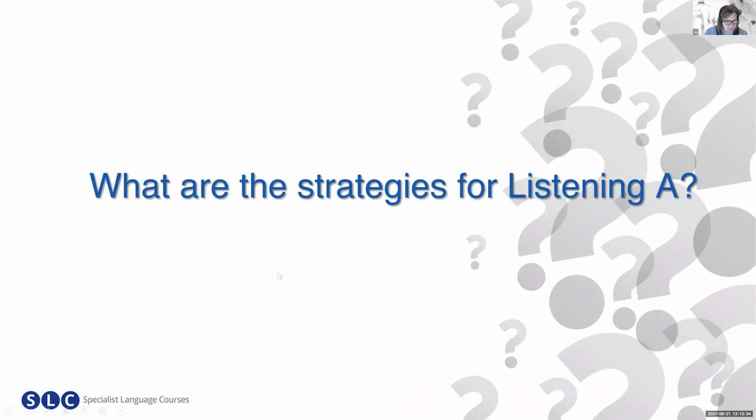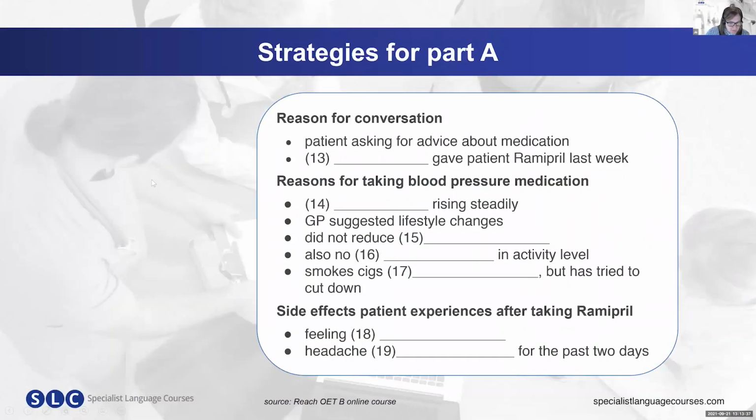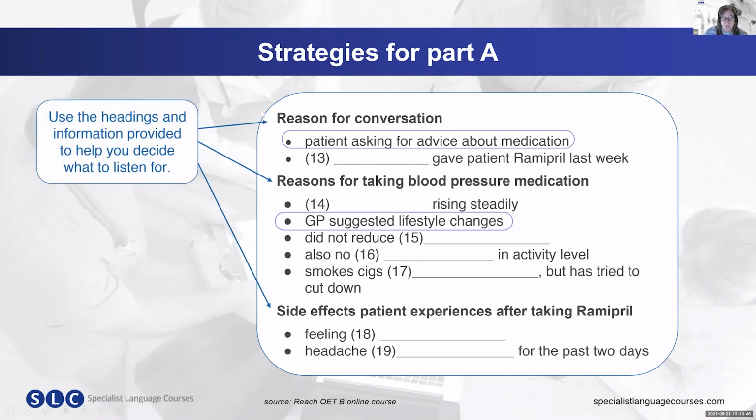So the recommended strategies for listening A. So first thing you need to do is have a look at the notes before you listen. So you don't have an awful lot of time, so you have to do this quite quickly. So always notice the headings and any information that's already been provided, because that's going to give you an indication of what you're listening for. So here you're listening for reasons for taking blood pressure medication and specific side effects. So you know kind of what kind of words you're going to be listening for. These are also going to help you keep up with the conversation and not get lost. So very important that you read through these quickly.